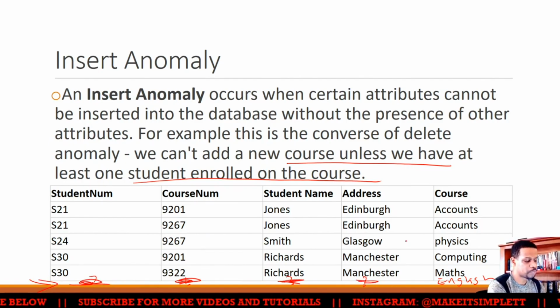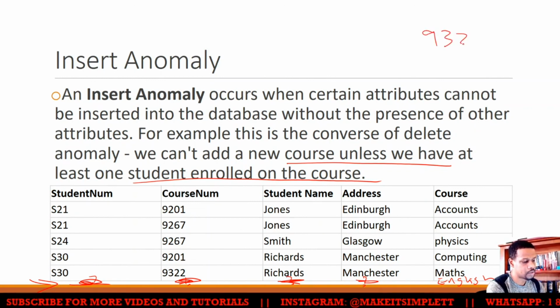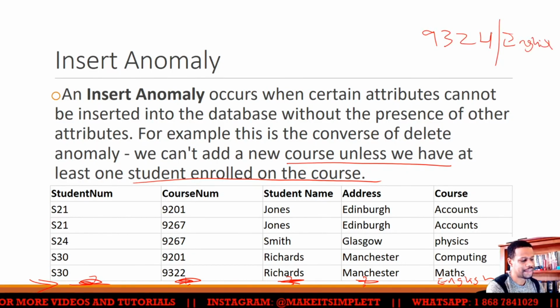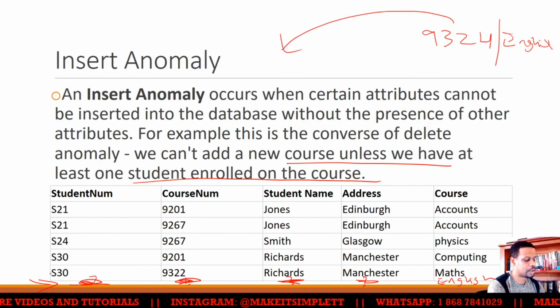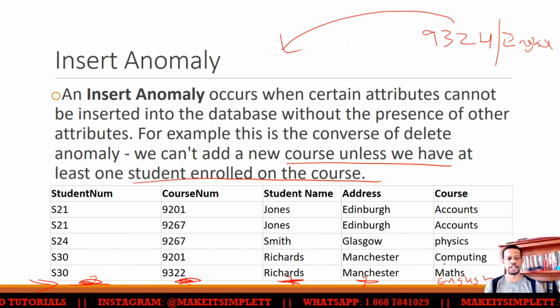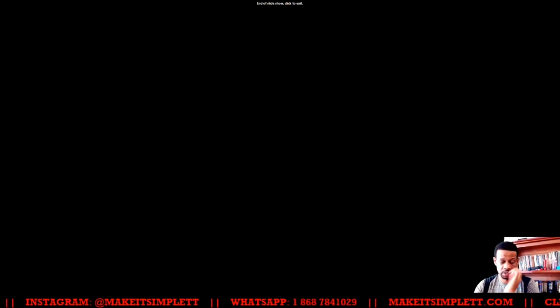So if the tables were split, you could create a course number called 9324 and call it English, and that would relate to the student numbers that choose that course. So you can't insert something in a record otherwise because you have to fill out all the spaces in your record. And that's normalization.